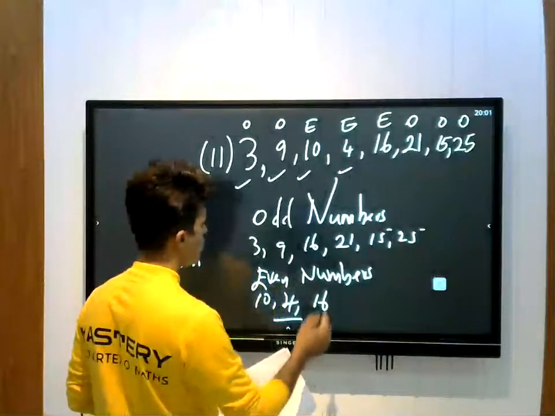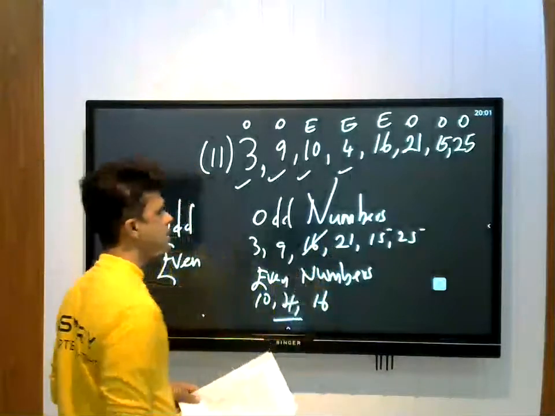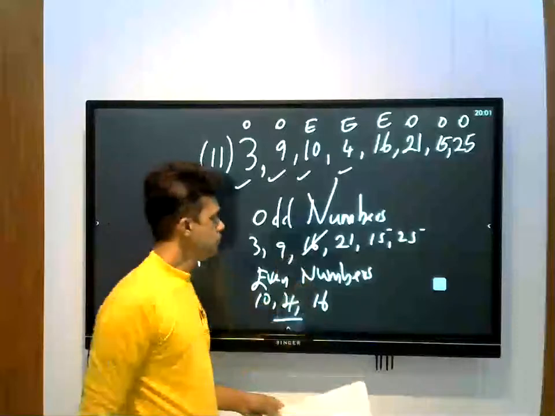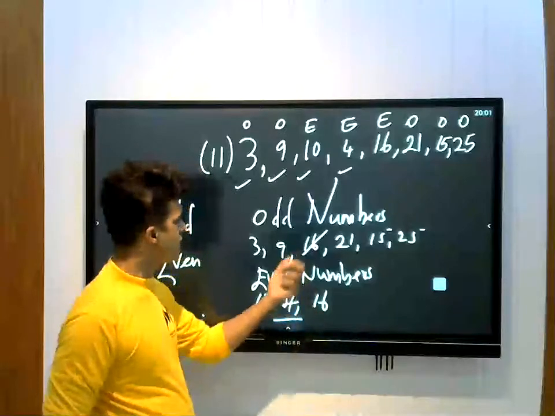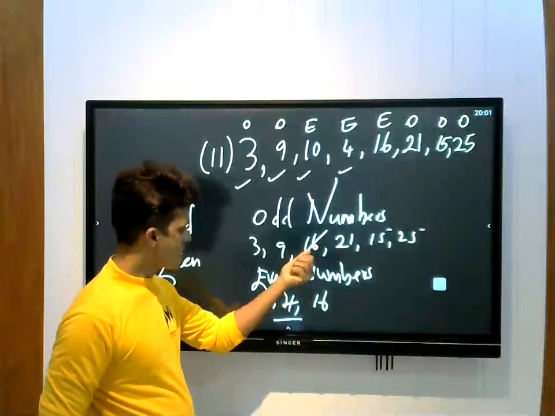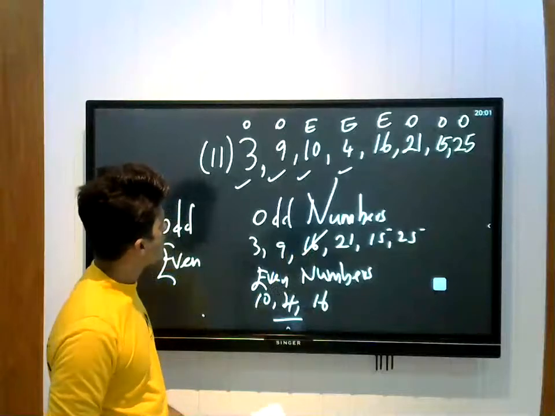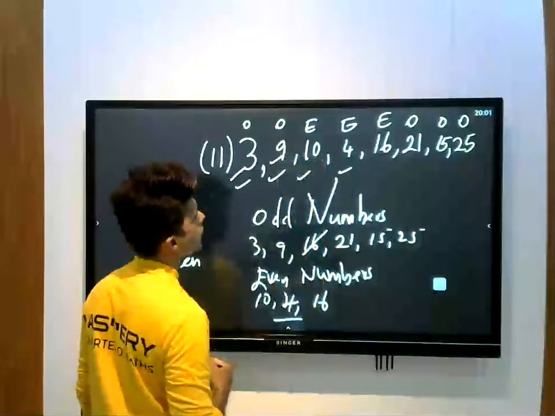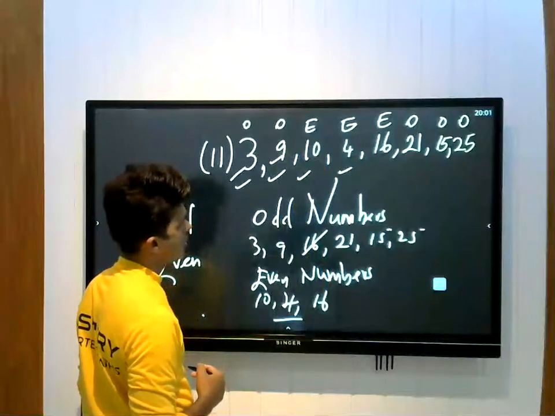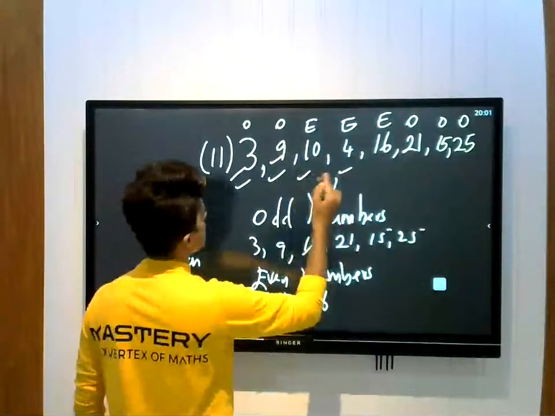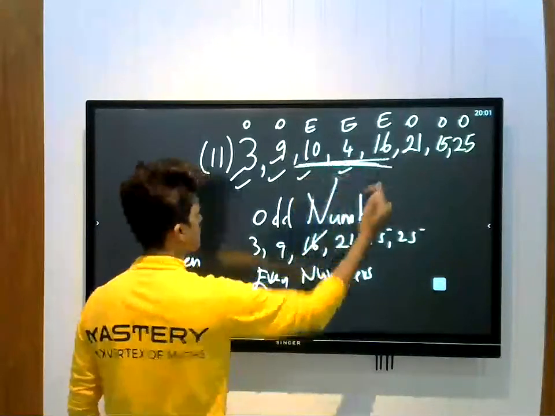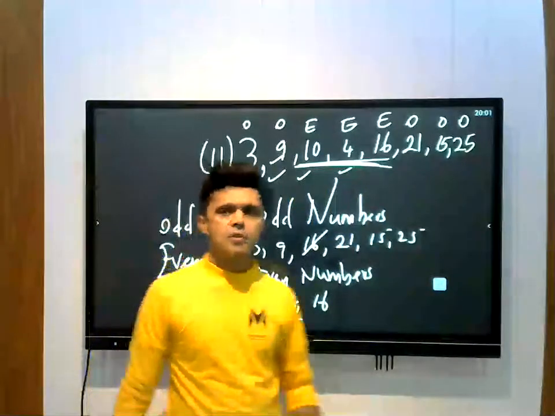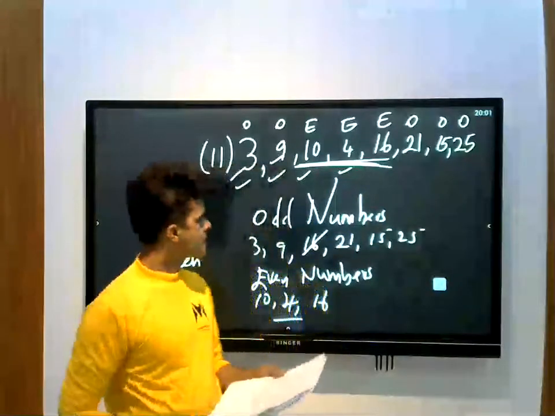Mistakenly, I entered 16 among the odd numbers here. It should be an even number. So 3 is okay, 9, 21, 15, 25 are odd, and 10, 4, 16 are even numbers. Okay, now it's right.